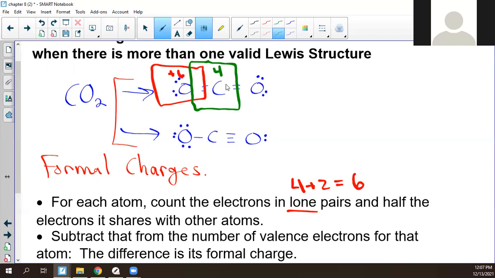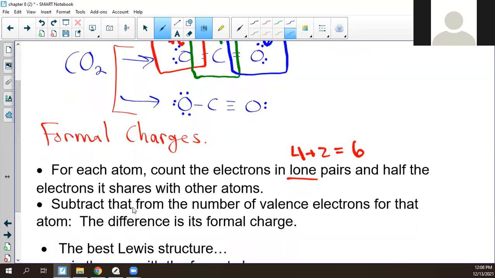Now I'm not done. This is just the first step. This other oxygen is the same as the first one, so it's just a 6. So the first thing is to count the electrons in lone pairs and half the electrons it shares with the others, and then subtract that from the number of valence electrons for that atom. The difference is the formal charge.